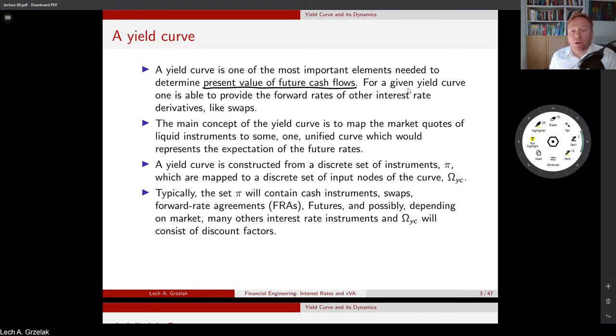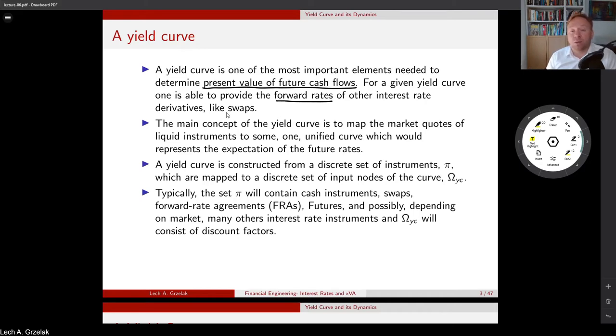And moreover, another step is that if we have a yield curve, we can compute from this curve forward rates that can be used for the evaluation of derivatives like swaps and the derivatives that we have discussed in the previous lecture. So it's a very important building block.